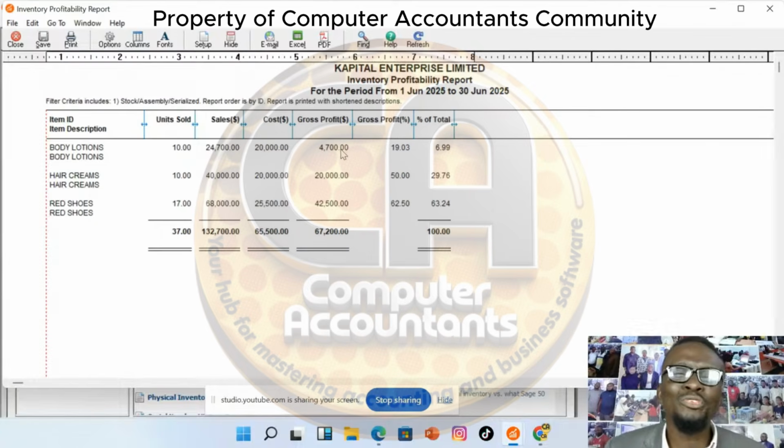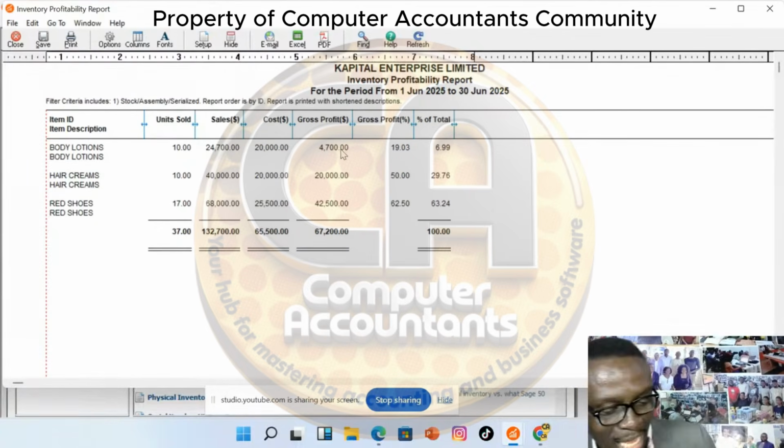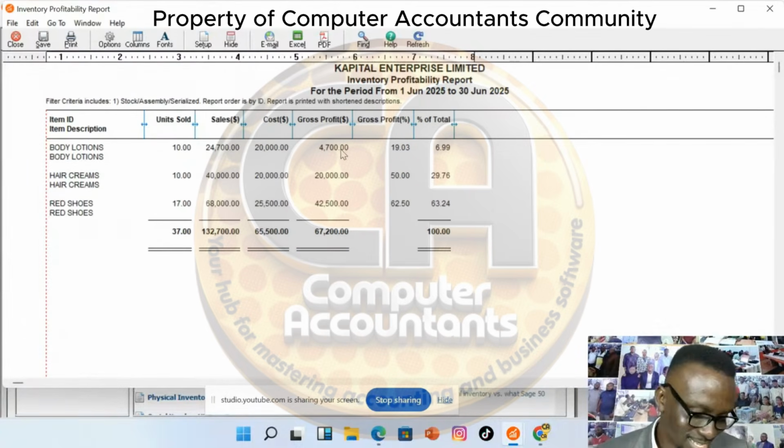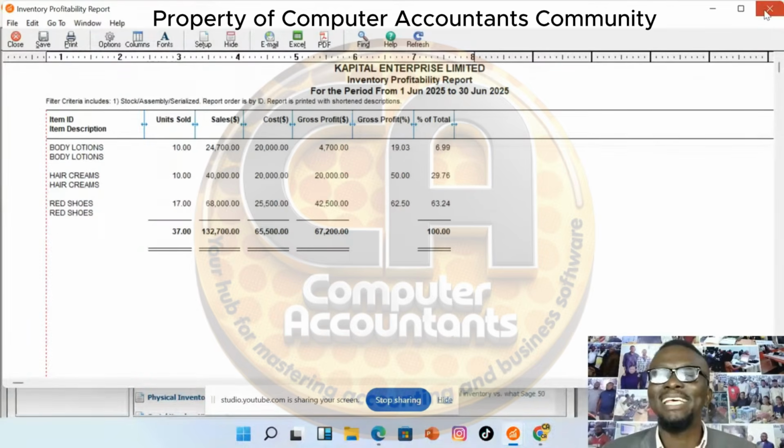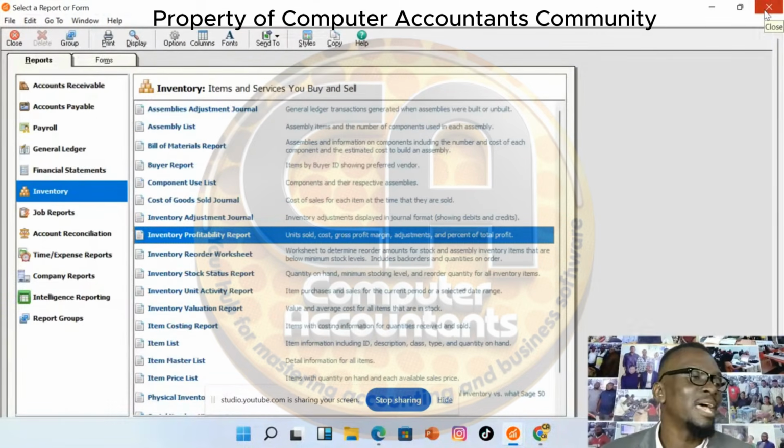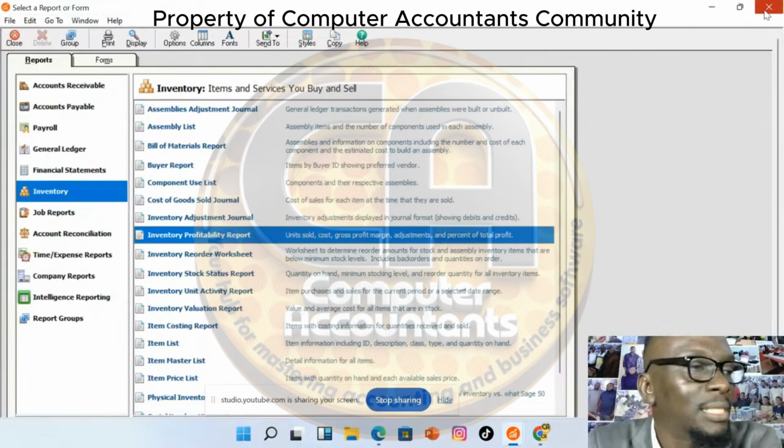So I leave you with it. You enjoy sitting down to look at the different reports this application can offer you. I think this is where it has a little upper hand over QuickBooks, but they have their unique selling points. What I know is that every software has its unique selling point.